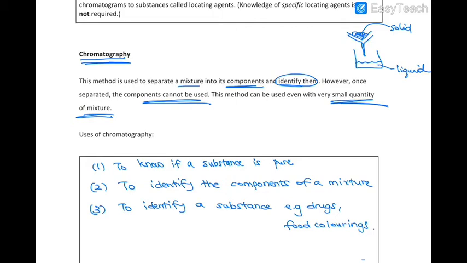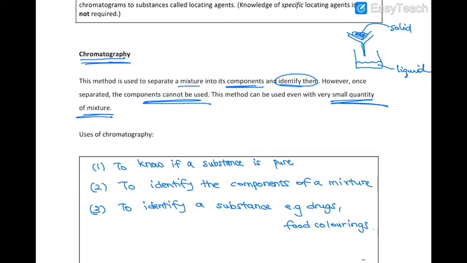So they're going to do a chromatography with the drug to know what are the different substances in that drug and to be able to identify whether it's pure heroin or whether there's been heroin and synthetic drugs in that.